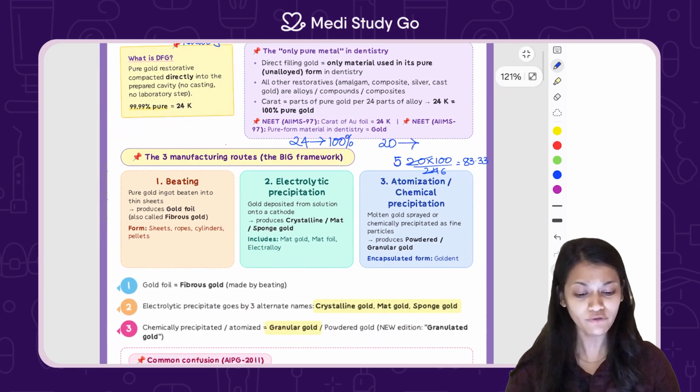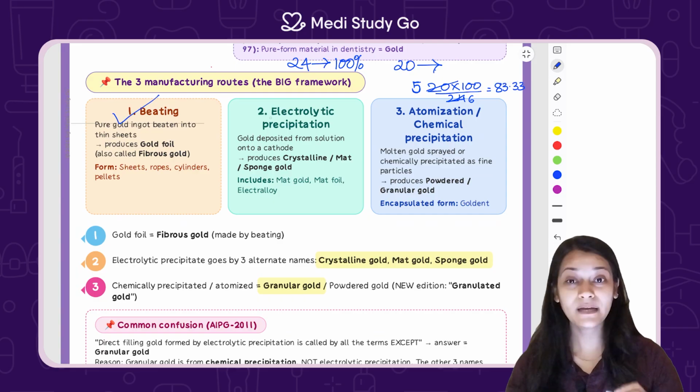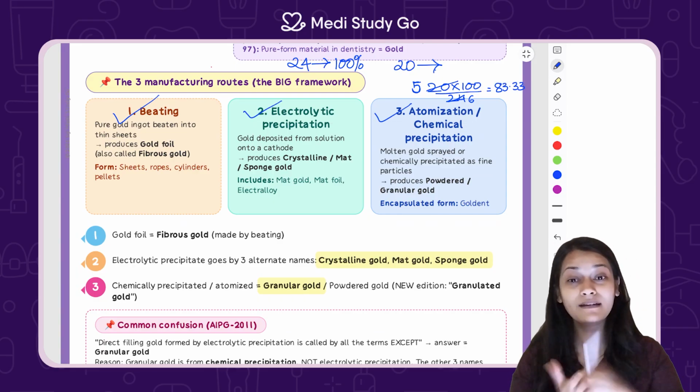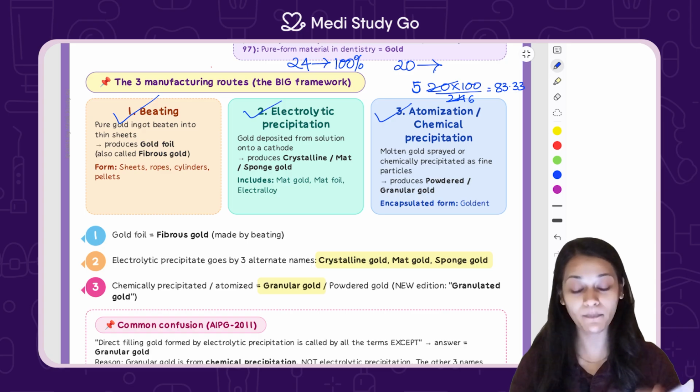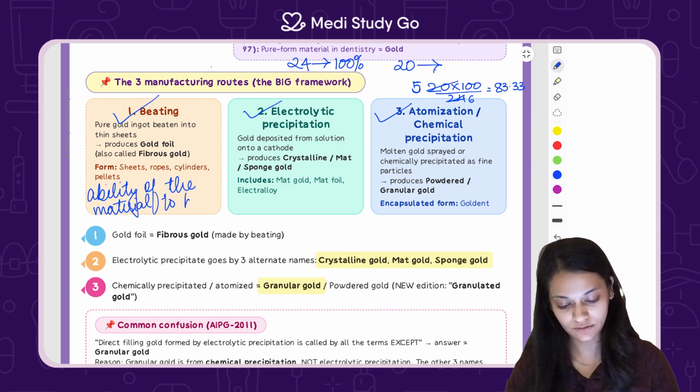Moving to the manufacturing route, it's simply divided into three types: beating, plating, and atomization. Beating is nothing but malleability. What is that property? Malleability is nothing but the ability of the material to be drawn into sheets.